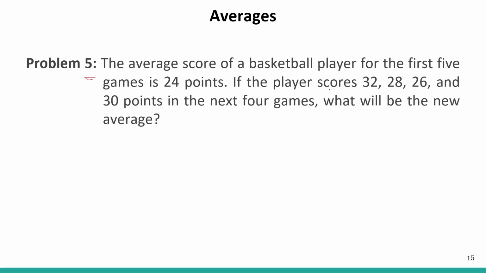So the average score of a basketball player for the first 5 games is 24 points. So the total cumulative score in the first 5 games will be 24 into 5, right? Because the average is 24, it will be 120, right?